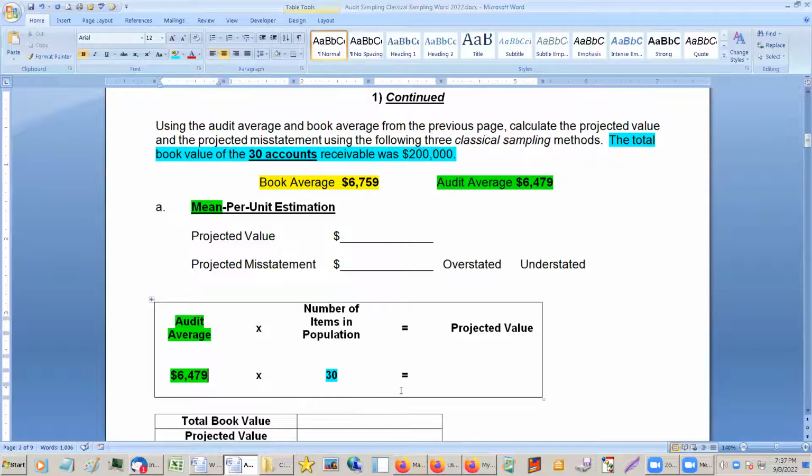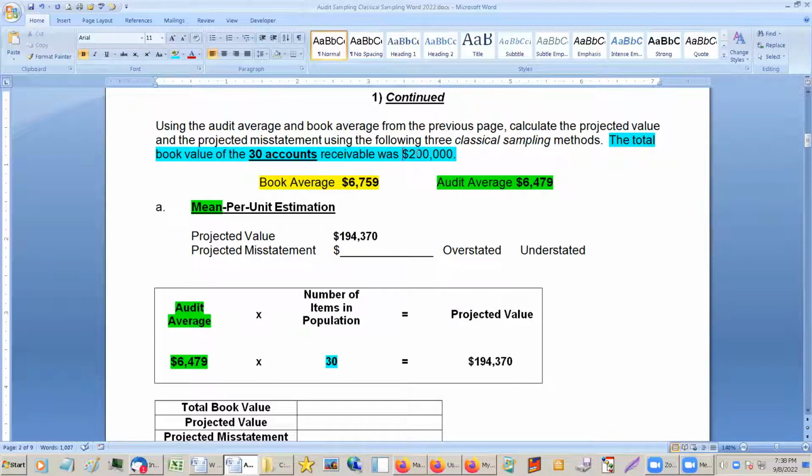This is our average count. Everyone should be first 30, so we're going to multiply that out. $194,370. Yeah, so I got that. Okay, so 194. So this is, using this method, what we project as the value. They're saying that it's worth 200,000.